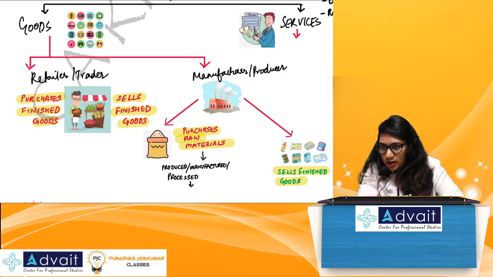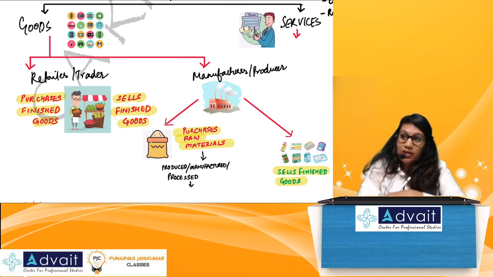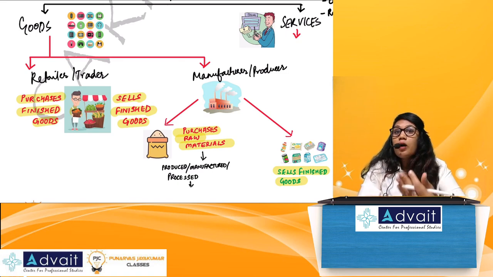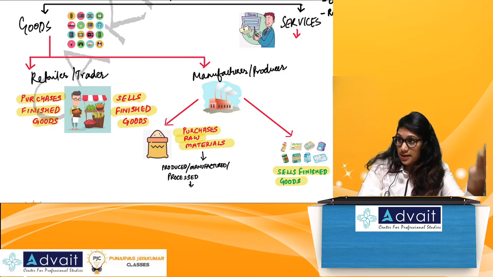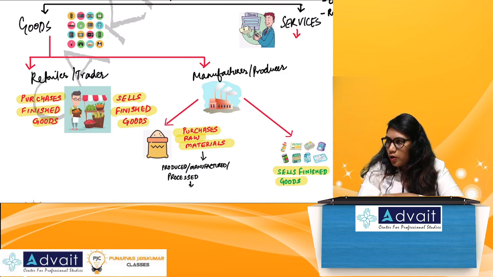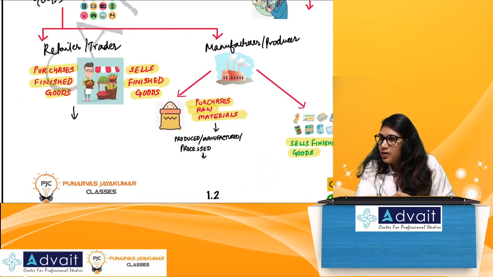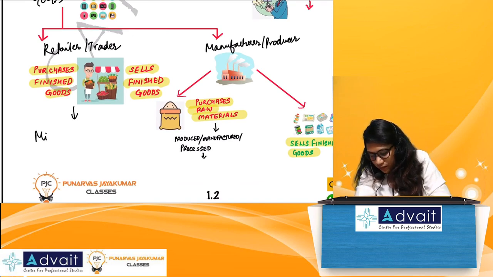Correct? So when we talk about goods, who are the two people we're talking about? One is retailer who purchases finished goods, sells finished goods. One is the manufacturer who purchases raw materials, converts those raw materials to finished goods and then sells them. So more work for the manufacturer. Correct? So when we're talking about goods, we're talking about these two people. Now in costing, retailer scope is minimal.